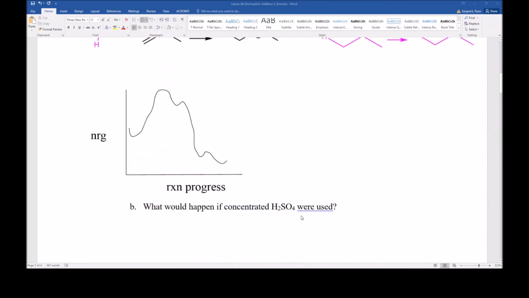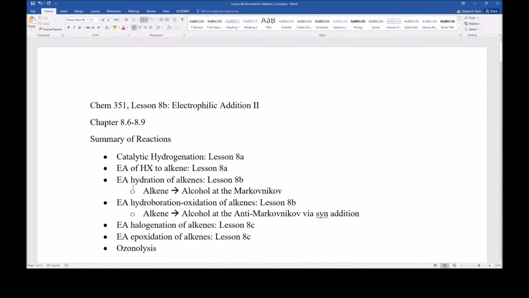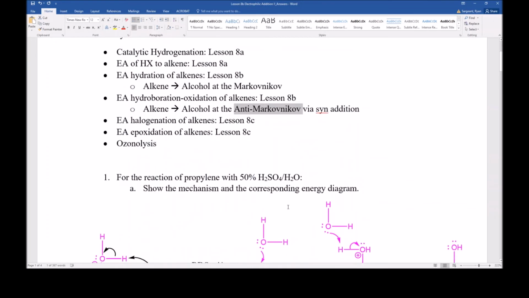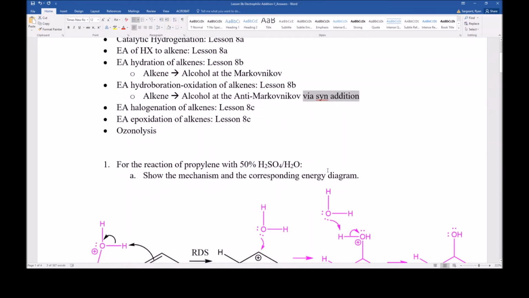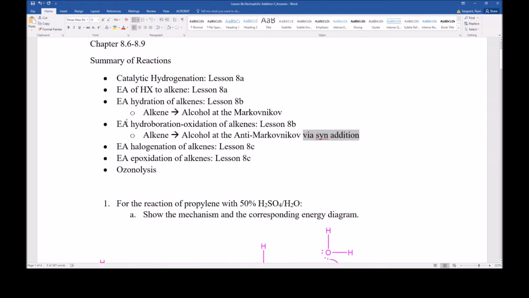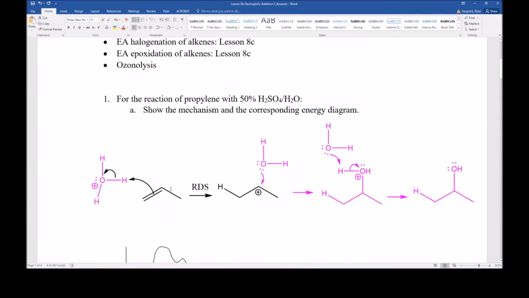Alright, so what have we learned to do so far today? Well, we learned how to convert an alkene into an alcohol, and that alcohol ended up at the Markovnikov, or the more substituted position of the alkene. The next thing we want to look at is how do you turn an alkene into an alcohol, but control the alcohol so that it ends up at the anti-Markovnikov position. And then this via syn addition is an issue with ring systems. So this second type of reaction we're looking at right here, the hydroboration-oxidation, would allow us to take this alkene and instead of making 2-propanol, we would make 1-propanol.